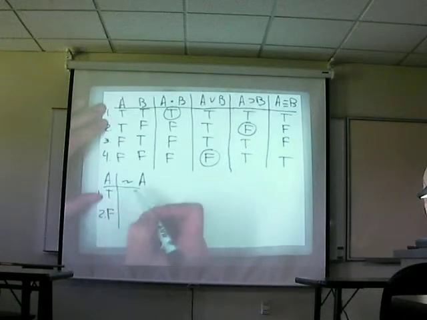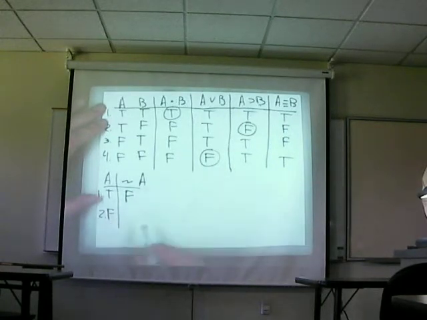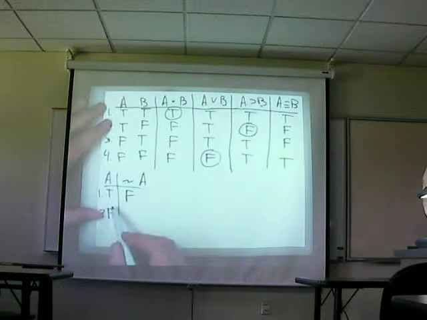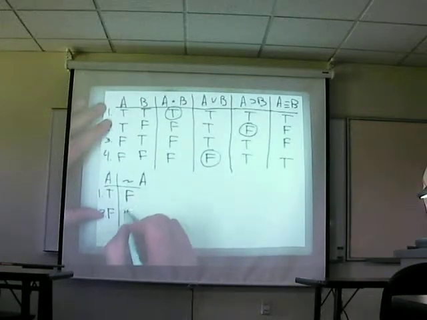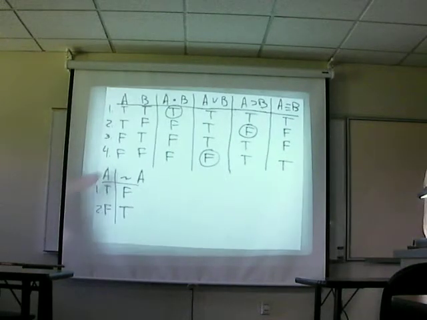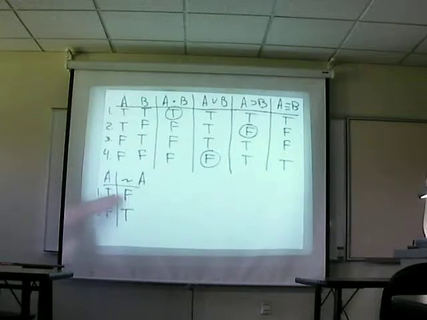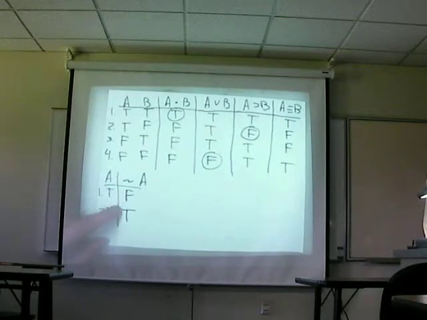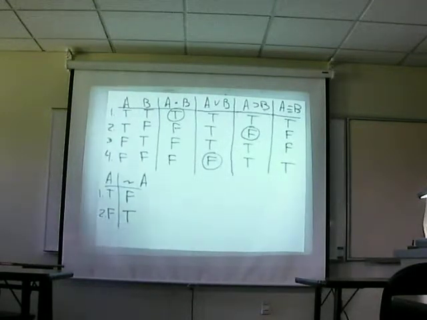If A is true, then not A will be false. If, however, A is false, then not A will be true. So, long story short here, to solve for the tilde, just go with the opposite of whatever it is that you start with. If you start with true, then it becomes false. If you start with false, then it becomes true. So the tilde, easy enough to deal with.